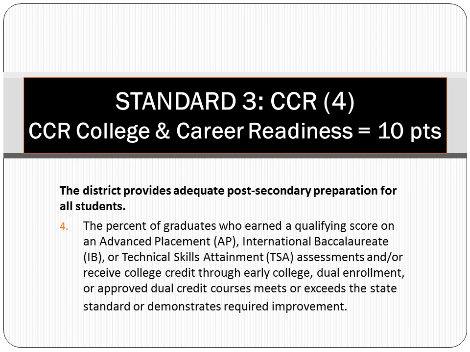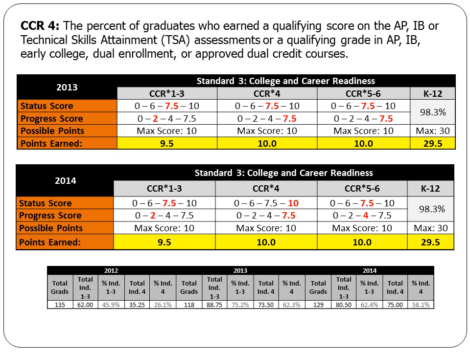The second part of Standard 3 is called College Career Readiness 4. We look here, and that is looking at post-secondary preparation, looking at the percentage of graduates who earned a qualifying score on AP, Technical Skills Attainment, or TSA, and dual credit. Those are our big areas, and the counseling department worked extremely hard this year to try and make sure we have all of our items in the right place when it comes to scoring.